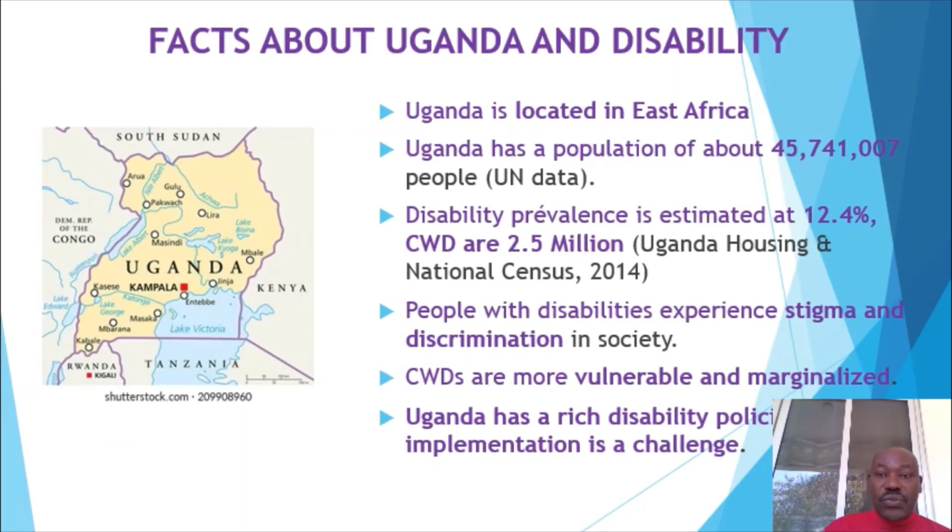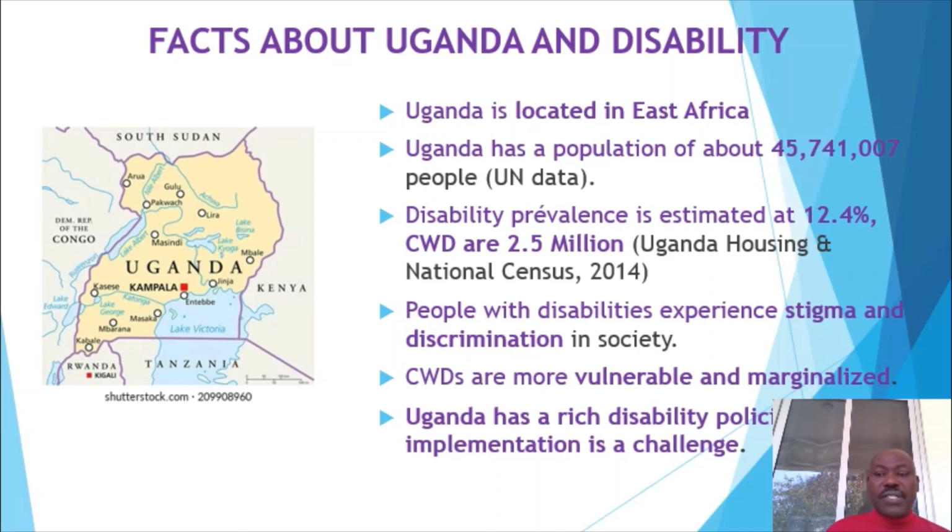The facts about Uganda and disability. Uganda is located in East Africa. Uganda has a population of 45,741,007. Disability prevalence is estimated at 12.4%. Children with disability are around 2.5 million.